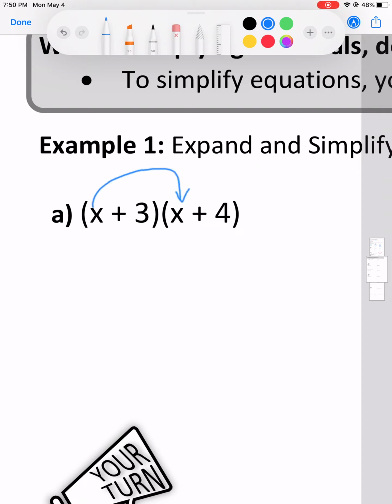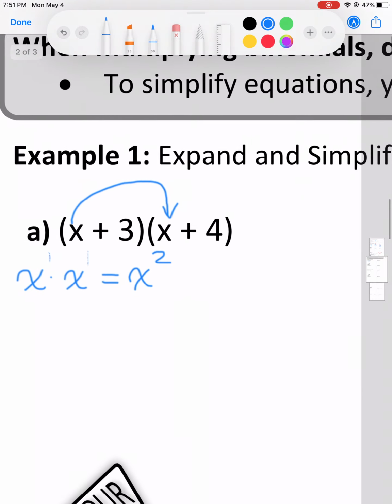Okay, so x times x. Remember, we've got our exponents there. 1 plus 1 is equal to what? 2. So it's x squared. So that's my first answer.